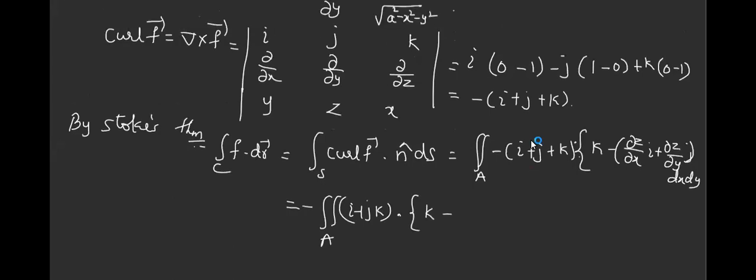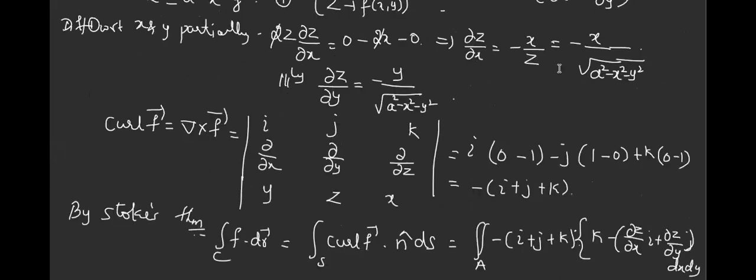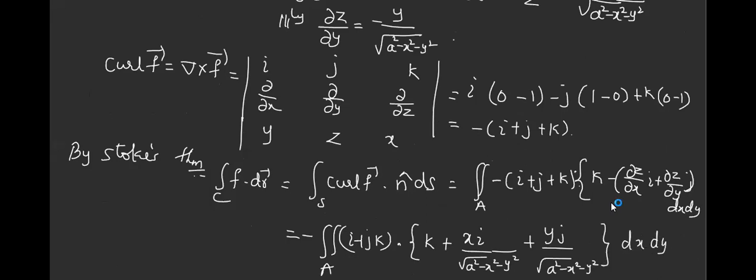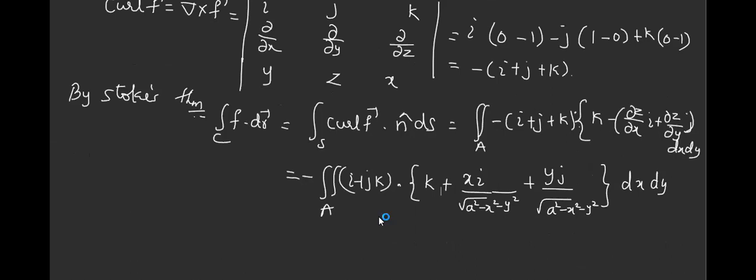Now, what are dou z by dou x and dou z by dou y? Just see, both are negative, isn't it? So I'll take minus common so that this minus outside will become plus. Correct? What will you get? x i upon root of a square minus x square minus y square, plus y j upon root of a square minus x square minus y square, dx dy. What do you have here? First one is a vector, second one is also a vector. There is a dot product between them. So how do you find the dot product?